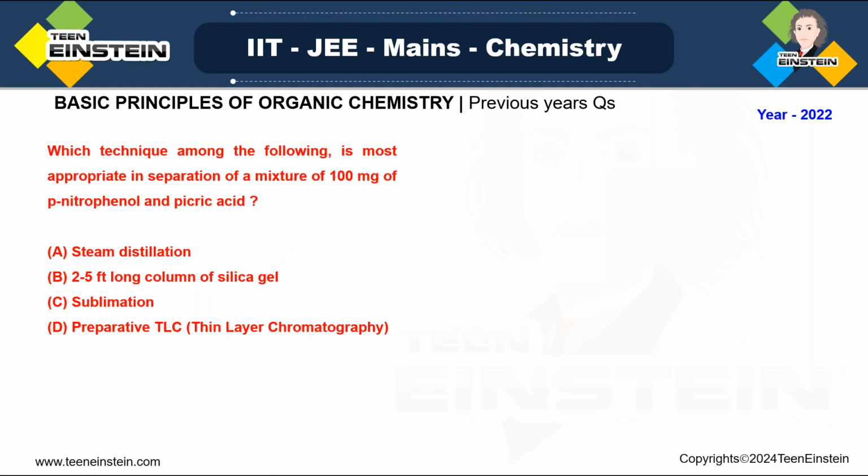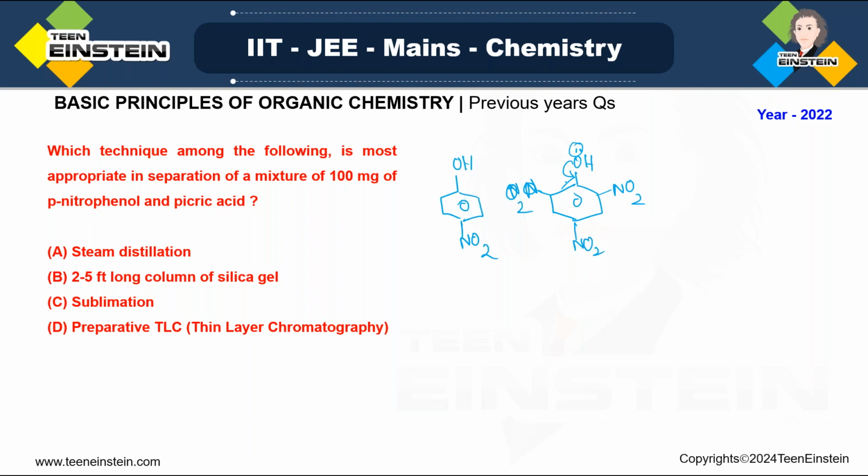Which technique among the following is most appropriate in separation of a mixture of 100 mg of para-nitrophenol and picric acid? So para-nitrophenol is this one and picric acid is, here we have some extra NO2 groups at the 2 and 6 positions also. Now, if you compare these two molecules, there will be some polarity difference because in the second case you have more NO2 groups. So the lone pair over oxygen, when it takes part in resonance with the NO2 group, that will be more in the case of the second one.